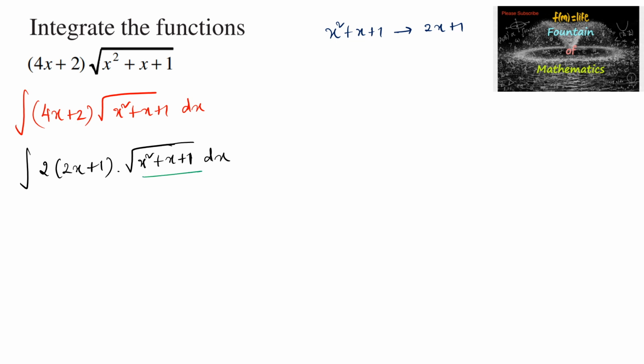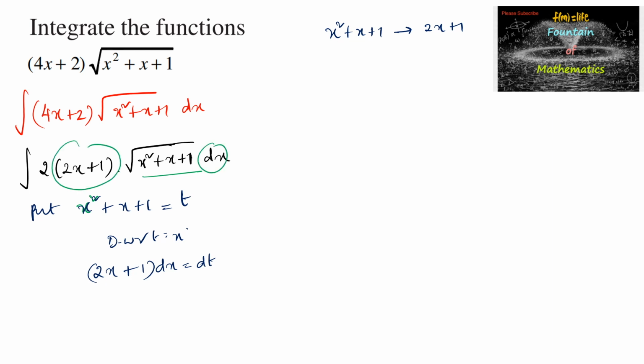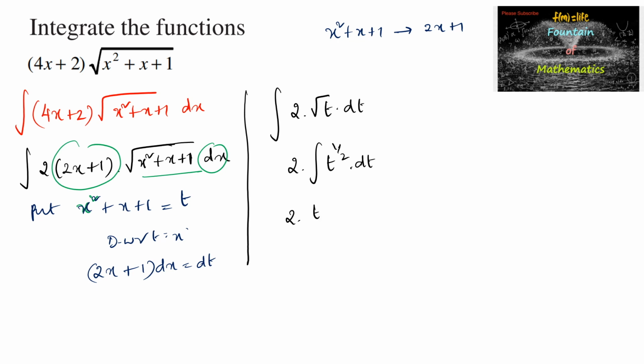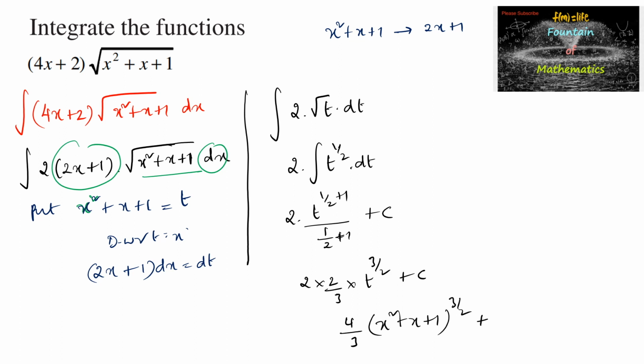So let us substitute x square plus x plus 1 is equal to t. Then differentiating with respect to x, we get (2x plus 1) dx is equal to dt. So here we got (2x plus 1) times dx, let us substitute as dt, and x square plus x plus 1 as t. So we can write the integral as integral 2 root t dt, or 2 times integral t to the power of 1 by 2 dt, that is 2 times t to the power of 1 by 2 plus 1 divided by 1 by 2 plus 1 plus c by using the integral exponent formula. So we can write 2 into 2 by 3 t to the power of 3 by 2 plus c, or 4 by 3 times, substituting the t value, (x square plus x plus 1) whole to the power of 3 by 2 plus integral constant c is the answer.